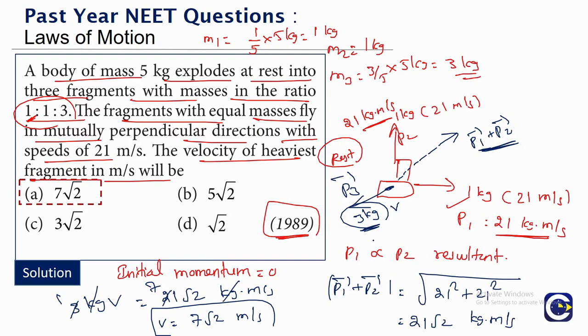Initial momentum is 0 before the explosion. Final momentum also will be 0. So in this case, if P3 has the same magnitude as P1 and P2 and opposite direction, then when we add them it will become totally 0 again. So this question is based on the conservation of momentum principle in the case of explosion.